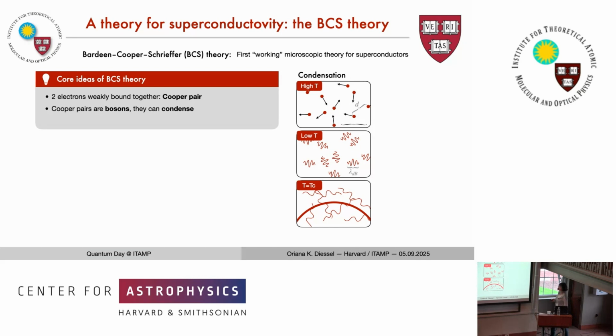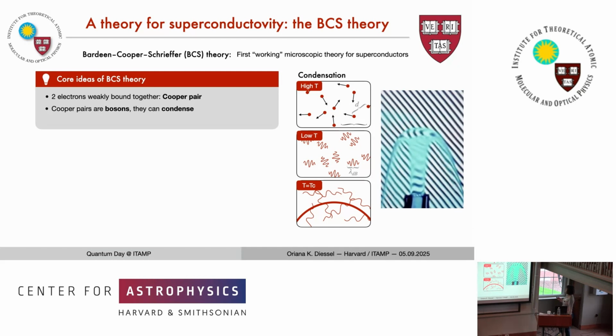So at some point, if we cool it down even further, we can imagine that the extension of these wave packets becomes the same size as the interparticle distance, and they start to overlap. And at this point, it really doesn't make sense to talk about individual particles anymore, but they will all fall into the same quantum state, and we can describe that by a macroscopic wave function. And this is what is called quantum condensation.